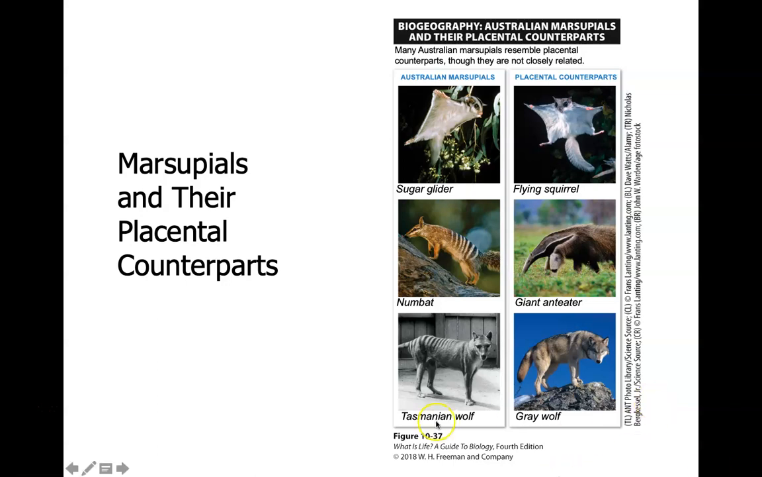And then, of course, we've got the Tasmanian wolf and the gray wolf in North America. And they also have similar features because they developed in different locations, but with similar environmental pressures. So I'm going to come back to this topic in just a minute. These structures that are similar based on similar environmental features and not on a common ancestor are called analogous structures.